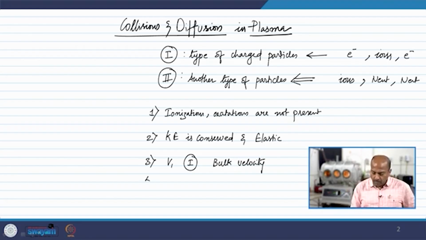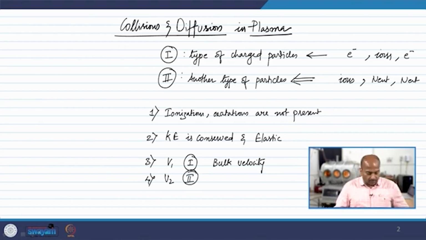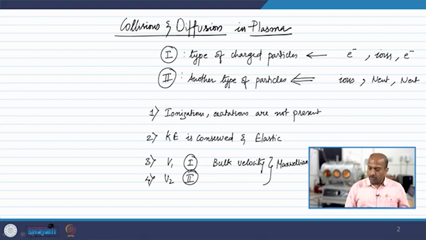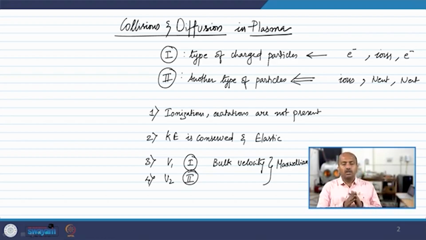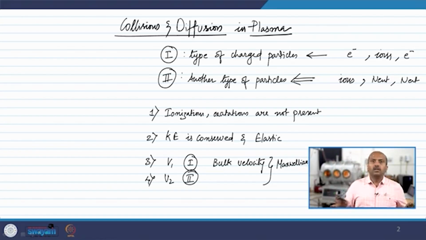And similarly, we will assume that V2 is the bulk velocity of type 2 particles, and we will assume that both of these are Maxwellian in nature. So, both these particles' velocities are according to the Maxwell distribution. That means there are a large number of particles whose velocity is average. There are a small number of particles on either side of this average velocity, right.